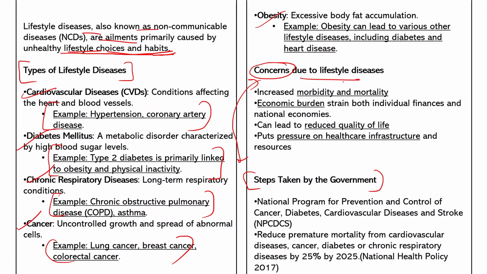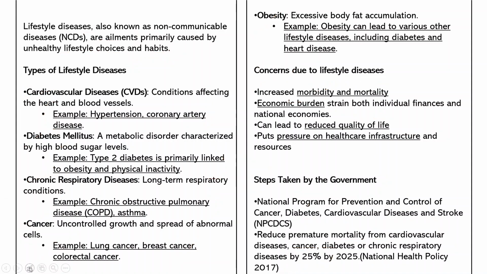So you can write about concerns due to lifestyle diseases: increased morbidity and mortality, economic burden on the individuals and economies, reduced quality of life, pressure on healthcare infrastructure. Then you can write about steps taken by the government, that there is a national program for prevention and control of cancer, diabetes, cardiovascular diseases and stroke. National health policy has a target of reducing the mortality from such diseases by 25% by 2025.